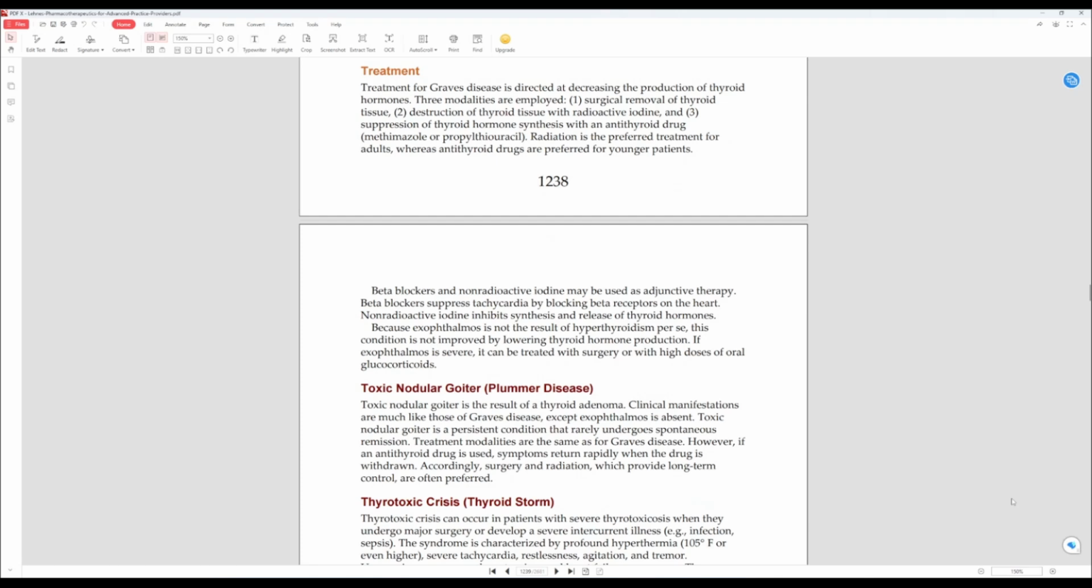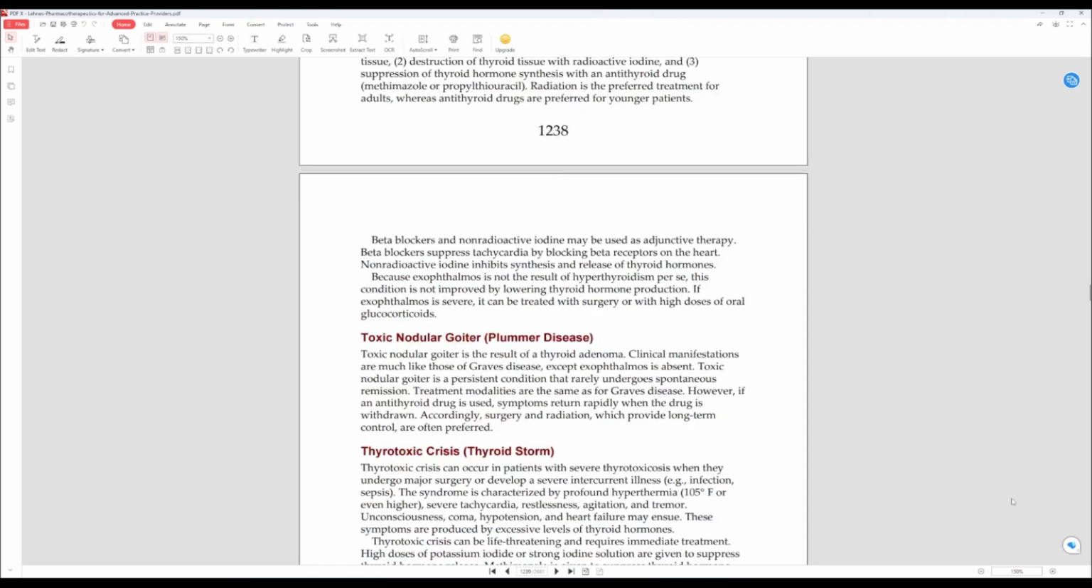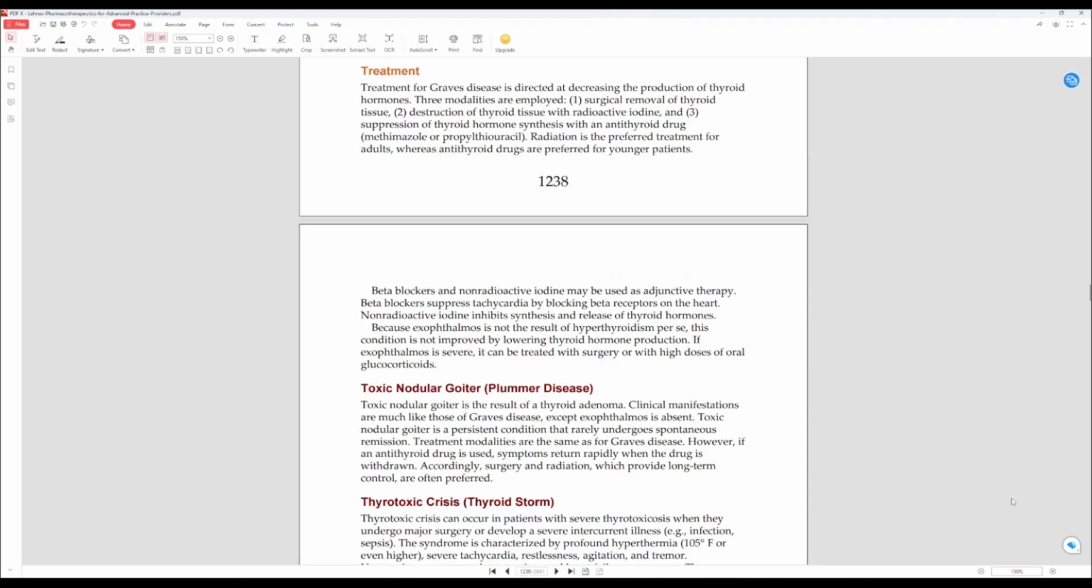Beta blockers and non-radioactive iodine may also be used as an adjunctive therapy. So, why would you choose a beta blocker? Well, beta blockers suppress tachycardia by blocking beta receptors on the heart. Non-radioactive iodine inhibits the synthesis and the release of thyroid hormones. Because the exophthalmos is not the result of hyperthyroidism per se, this condition is not improved by lowering thyroid hormone production. If exophthalmos is severe, it can be treated surgically or with high doses of oral glucocorticoids. So that pretty much sums up Graves' disease.